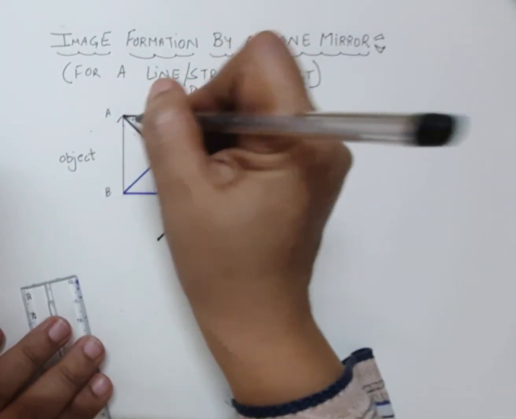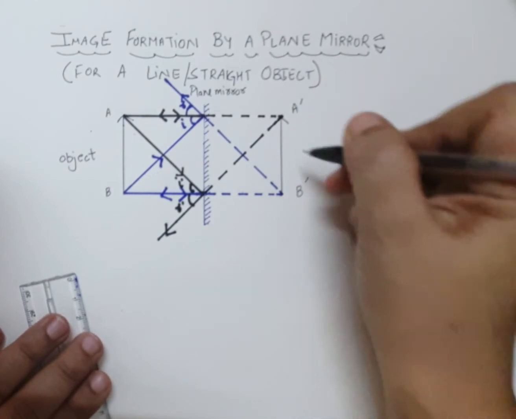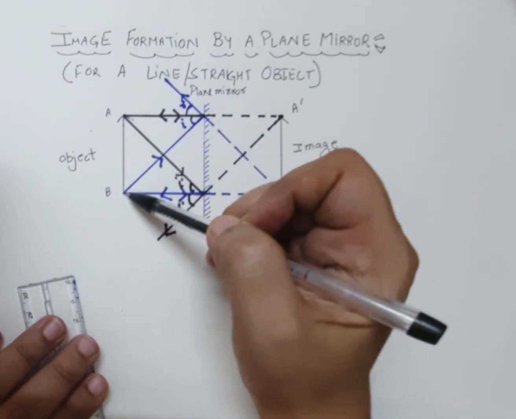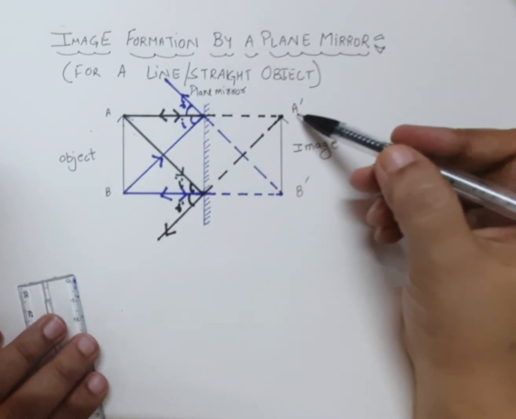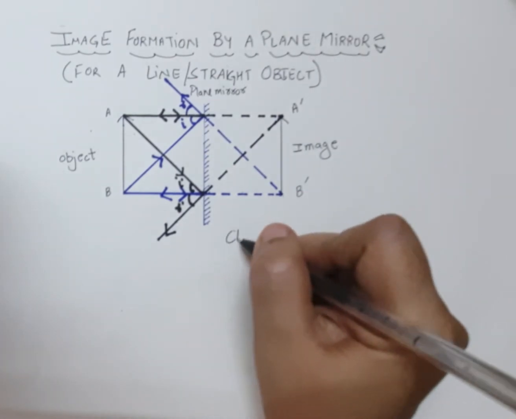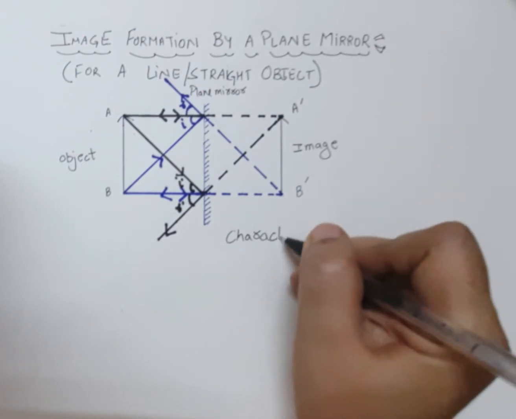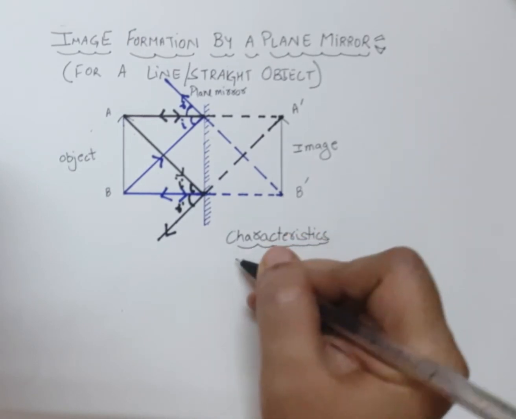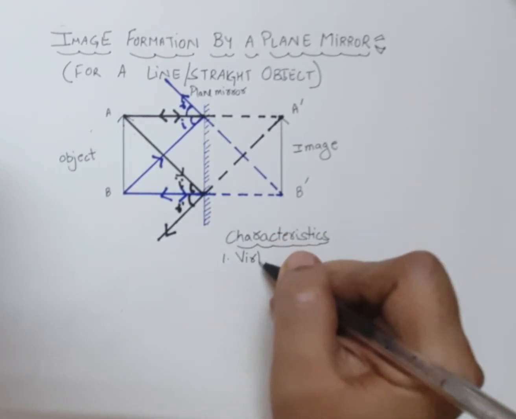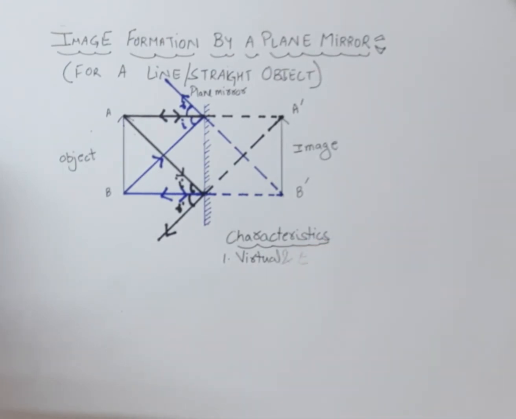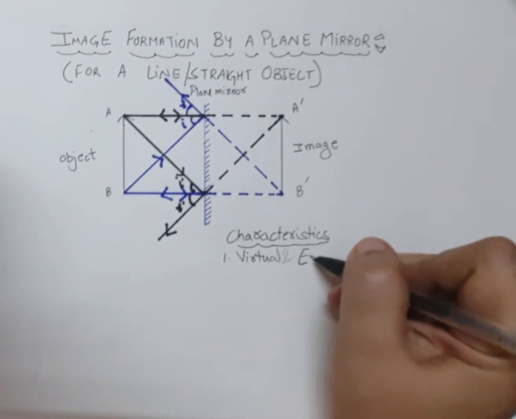Now finally draw the arrows. So this is your A dash B dash. This is the image of the line size object or straight line object AB, that is A dash B dash. Now what are the characteristics of this image? Yes, the characteristics of the image will remain the same. The first one, virtual and erect. As you can see, this has formed a virtual erect image.